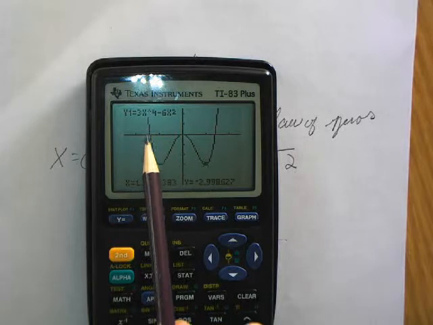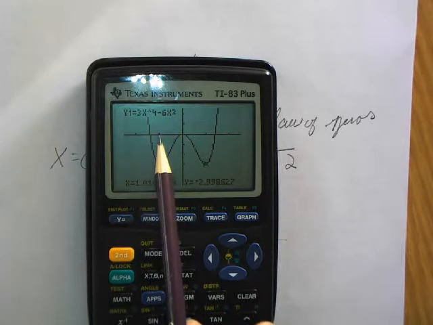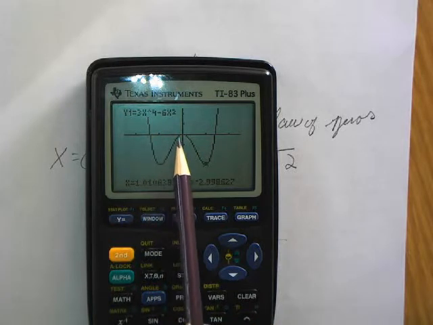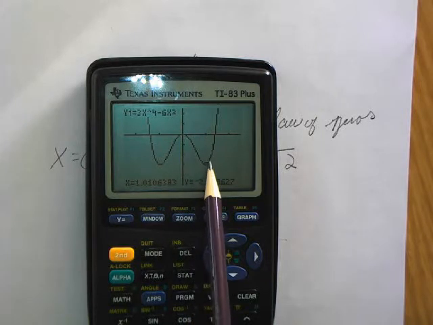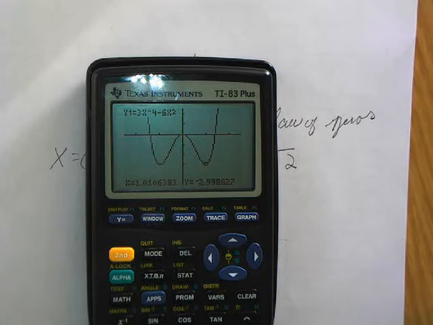So again, decreasing until negative 1, right? There's negative 1. Increasing at 0. Decreasing again until negative 1. And then increasing for infinity. Until infinity.